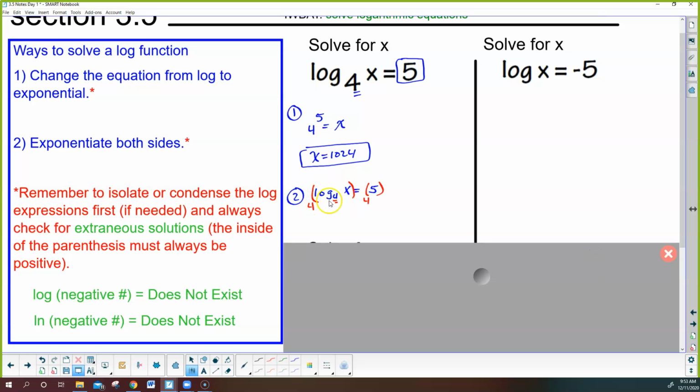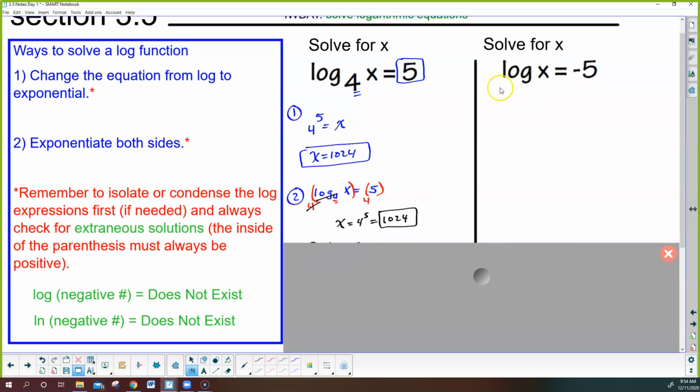If I raise 4 to the power of both sides, that's not changing the value of the equation because we're doing the same thing to the left and the right. But what it does do is use that warm-up we just talked about. If I have 4 to the power of log base 4, those reduce out. What's left over is 4 to the 5th power, which we know is 1024. So it's very similar. I personally like the first method because it's less work.